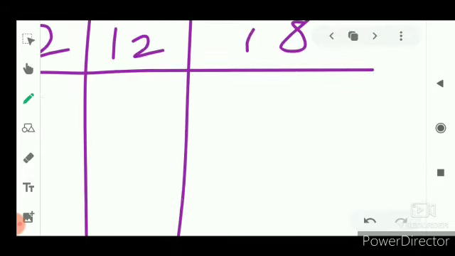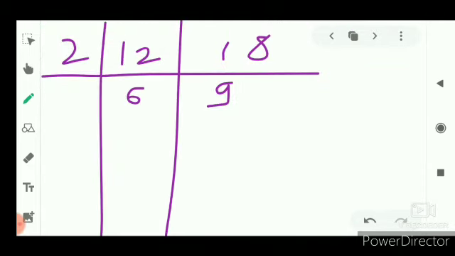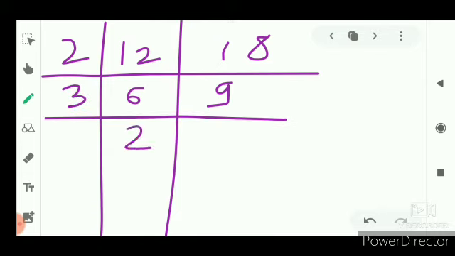So 2 sixes are 12 and 2 nines are 18. Now we get 6 and 9, which are both divisible by 3. So we will write 3 here, then 3 twos are 6 and 3 threes are 9. So here is what we have already seen: this part, 2 into 3, is the HCF, and if we multiply this HCF by these two numbers, we get the LCM.